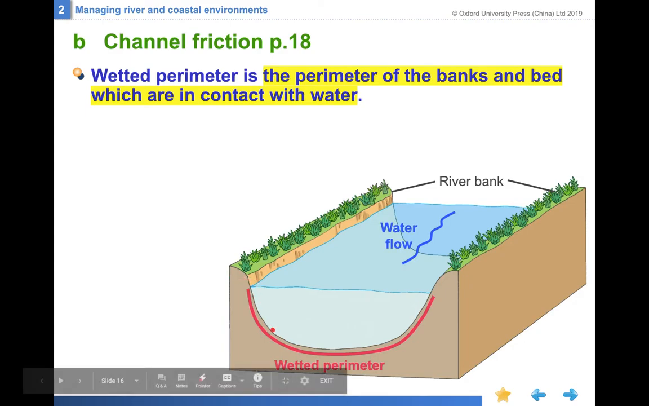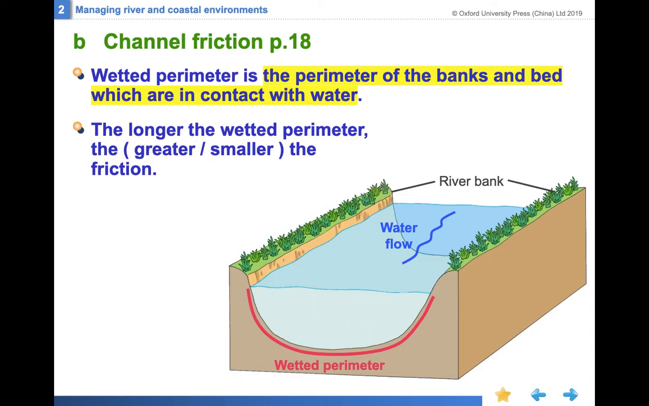So, these two are the river bank and this is the river bed. So, here in contact with the water, starting from here to here is the wetted perimeter, 濕周。So the longer the wetted perimeter, do you think there's a greater or less friction? Of course, there is a greater friction, because the more area in contact with the water will make a greater friction.